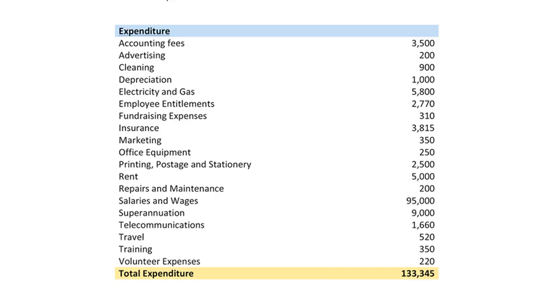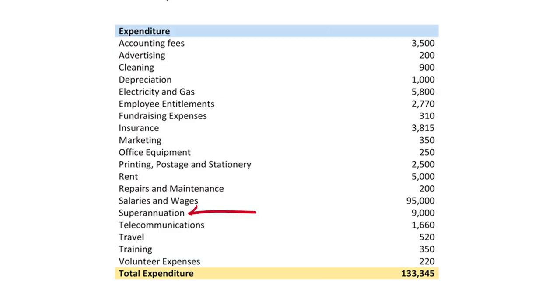These represent the costs you have incurred to bring your activities to fruition, such as marketing, advertising, accounting and record keeping, auditing, insurance, rent, salaries and wages, training. What kind of expenses do you incur? Take a moment to reflect on these for your organisation.